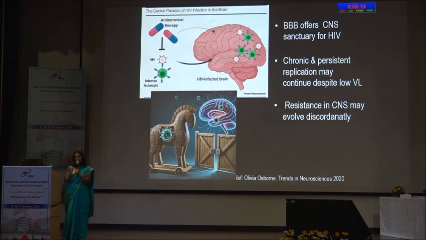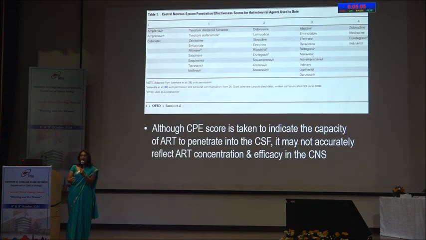So it's important when we are choosing drugs for HIV that they should also have good penetration at the site of infection. And that's why there was this concept of CPE score. Initially it was thought that we should be using drugs like zidovudine and lamivudine, which have a high CPE score. However, this is now a little under clouds, and it is now being mentioned that although the CPE score is taken to indicate the capacity of the antiretroviral therapy to penetrate into the CSF, it may not always accurately reflect the ART concentration and efficacy in the CNS.